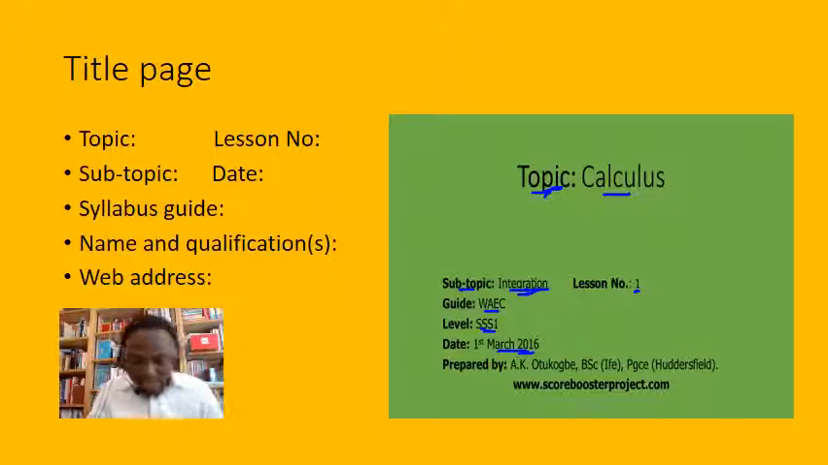And then it's important we know who prepared it. So in this instance, I've put AK Otukogbe, that's Abdulgani Kayode Otukogbe. And then my qualifications, my BSc from Obafemi Awolowo University in Nigeria, and my postgraduate certificate in education from the University of Huddersfield in the UK. And then I've put the Score Booster web address here.